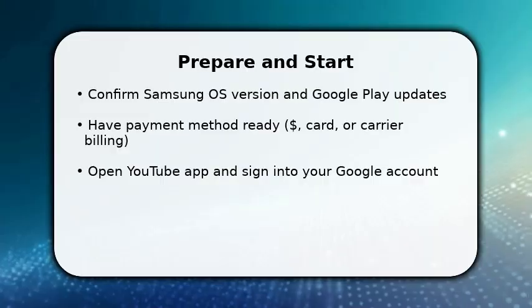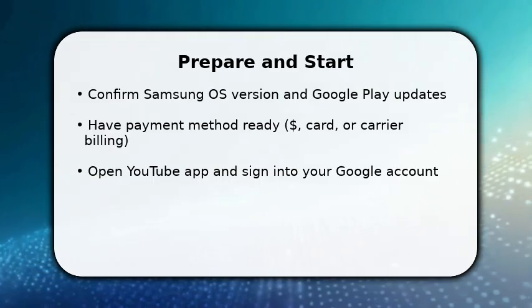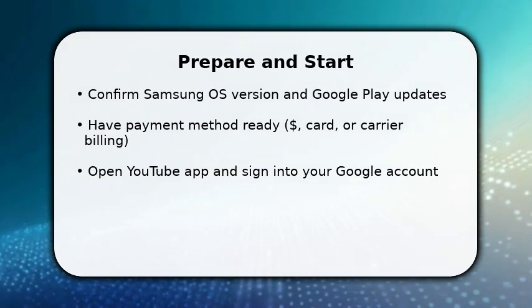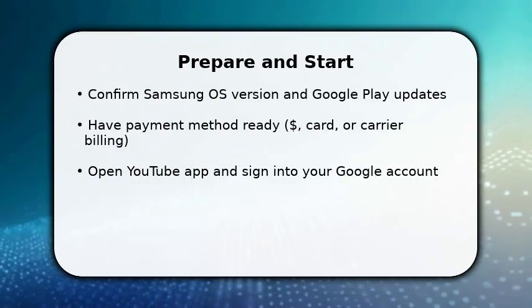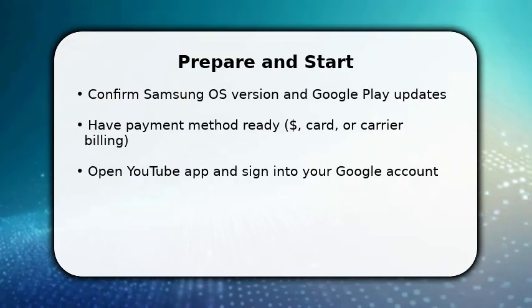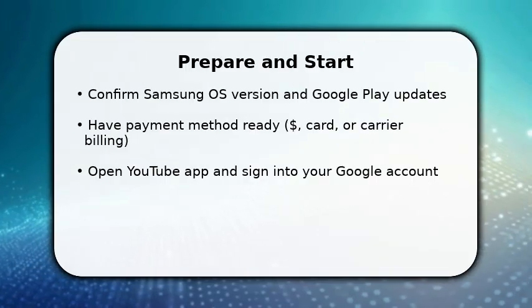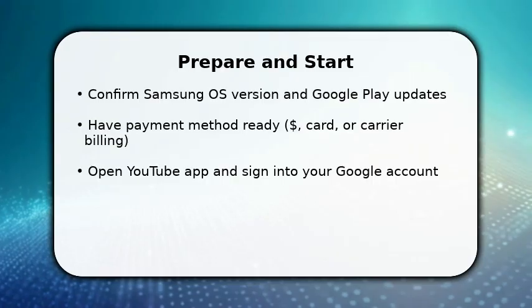Enjoy the video. You begin by checking prerequisites. Make sure your Samsung phone is updated and YouTube is the latest version. Sign into the Google account you want tied to Premium. This matters for downloads and family plans. Once done, verify a valid payment method is attached in Google Play or choose carrier billing if available.